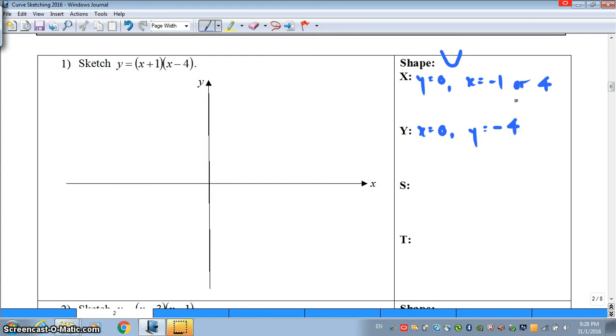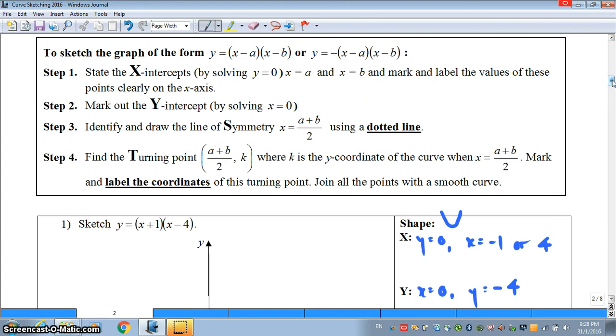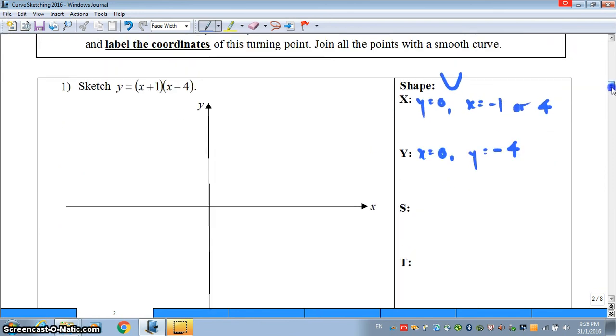Now, read through what you have just now for step number 3. For us to draw the line of symmetry, you have to take the average of your x-intercepts from step 1, and this is what I'm going to do right now. So, x is equal to the average of our x coordinates. In this case, x is equal to 3 divided by 2, 1.5. And this is our line of symmetry.